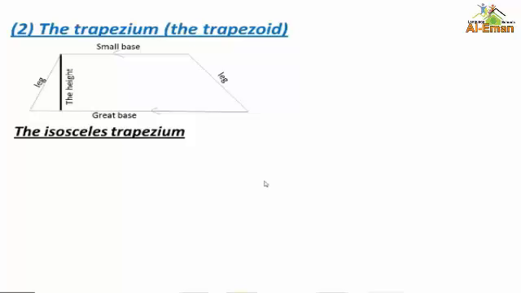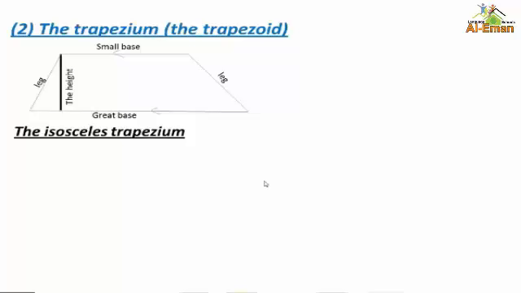Also, it has two legs. This is a leg and this is a leg. Here the height is drawn from a point perpendicular to its corresponding base. Then here we have two types of the trapezium.